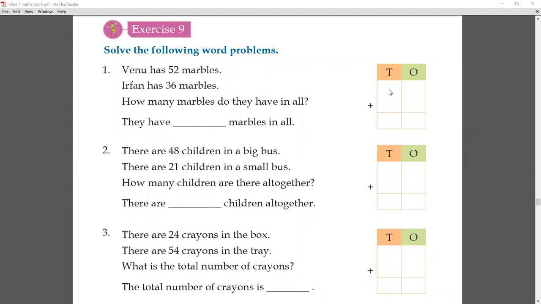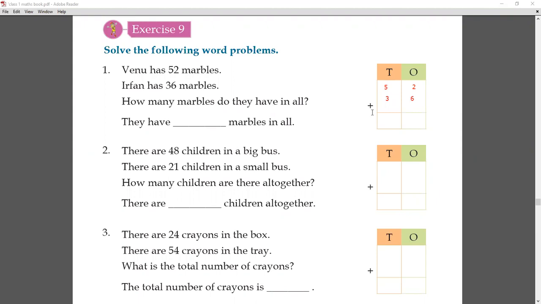What? 52 marbles. So first 52, we write here 5 and 2. Next, Irfan has 36 marbles. So we write 3, 6. Okay, so how many marbles do they have in all?